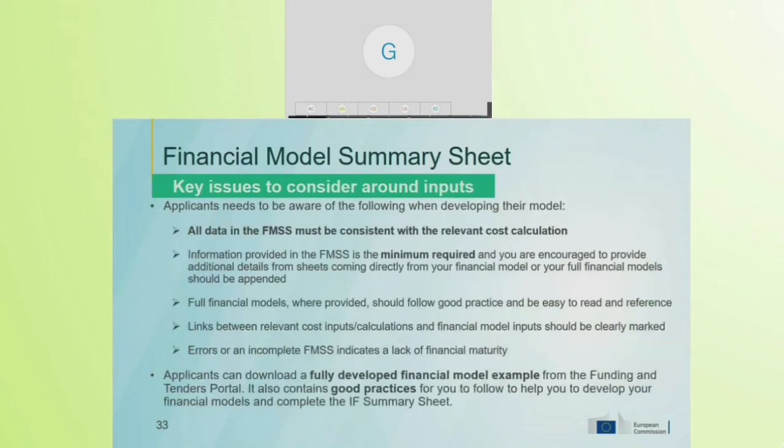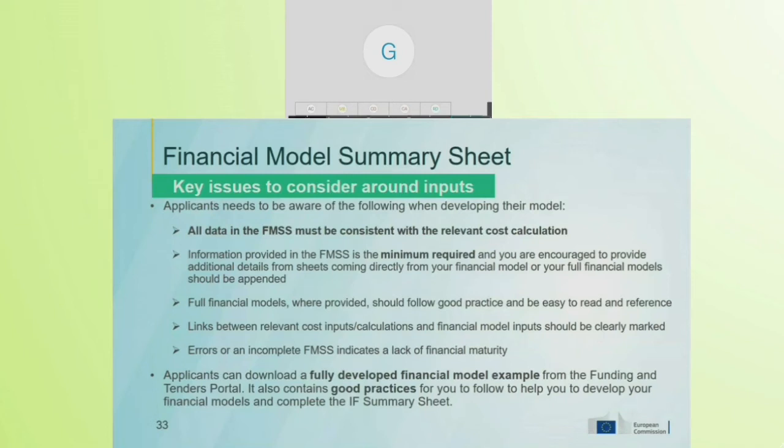Okay. The next thing is to note that the relevant cost calculation is a very simplified calculation when compared to a standard project model, which will be relatively complex, have a whole lot of different inputs, and have a lot of lines of financial information. The relevant cost calculation is a simplified version of this, but it's very important that the financial model spreadsheet must be consistent. So the inputs that are being put into the relevant cost calculation must be directly related to the information that's inputted into the financial model spreadsheet. And the financial model spreadsheet is the minimum required information. So those must be consistent.